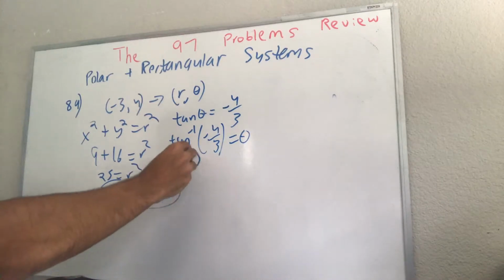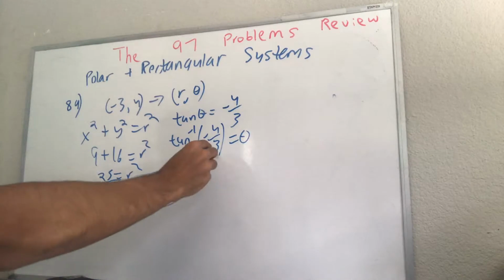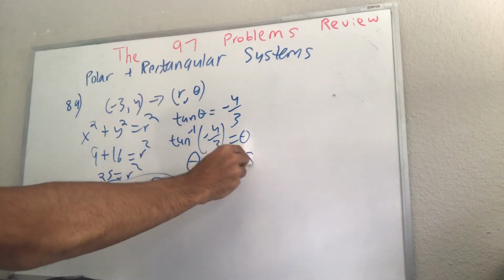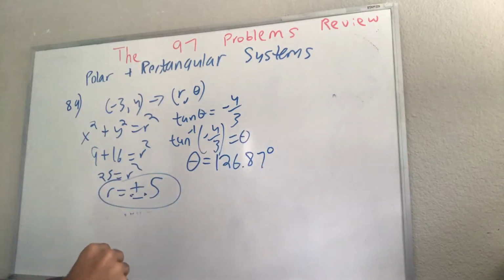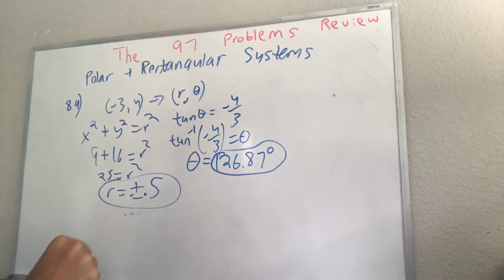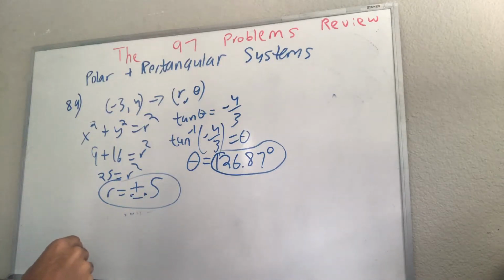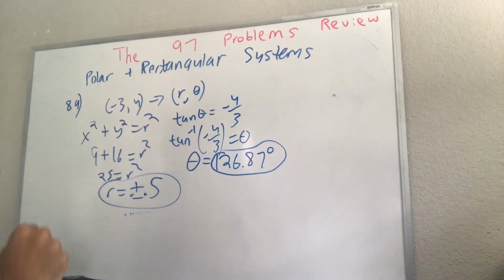You can put that in your calculator, the tangent inverse of -4/3, and the angle that you should get is 126.87 degrees. So now you know your angle. It does not give you two angles, it only gives you one specific angle. But this is referring to the angle in quadrant 2, right? 126.87 degrees is in quadrant 2, and our point over here, -3, 4, is also in quadrant 2.